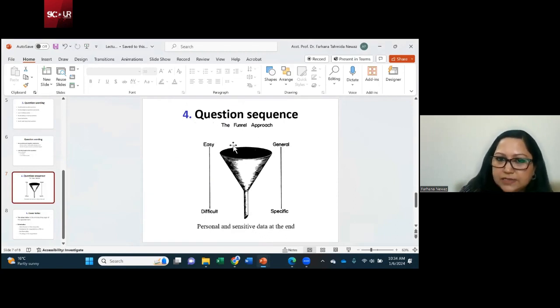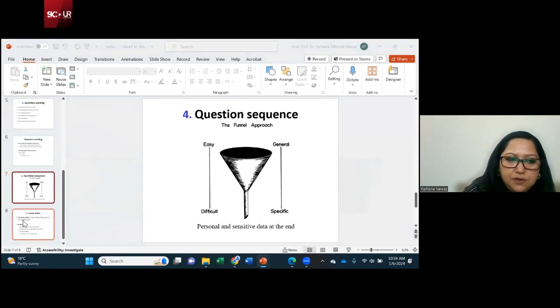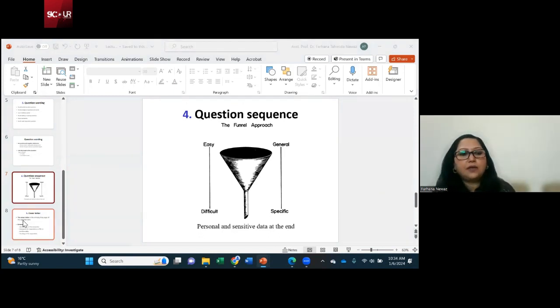It also means, theoretically, that most people support asking for personal and sensitive data later, at the later stage of your questions. Okay, now come to the next stage.